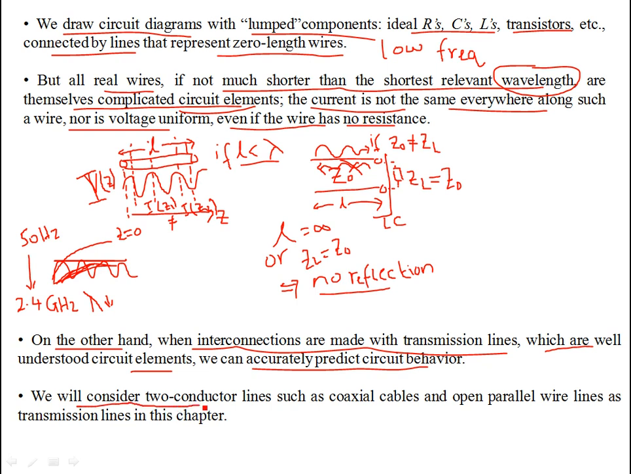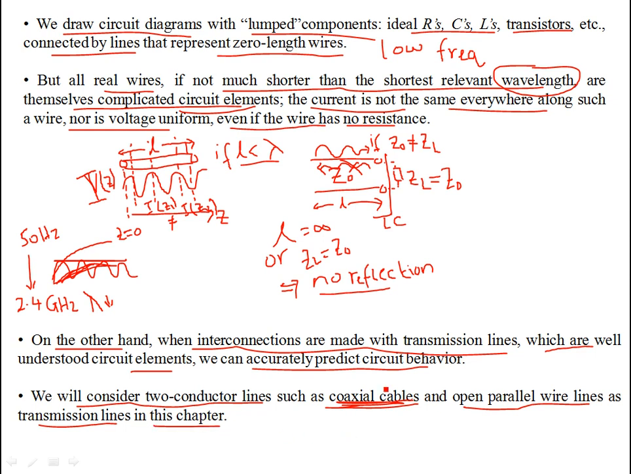So we will consider the two conductor lines which you might have studied in much detail in your microwave engineering course. If you are aware of coaxial cables, which have an inner conductor and an outer conductor with insulation between them, we're going to consider these coax cables as our transmission lines, and then the open parallel wire lines as transmission lines. We're going to use them more predominantly in this chapter.